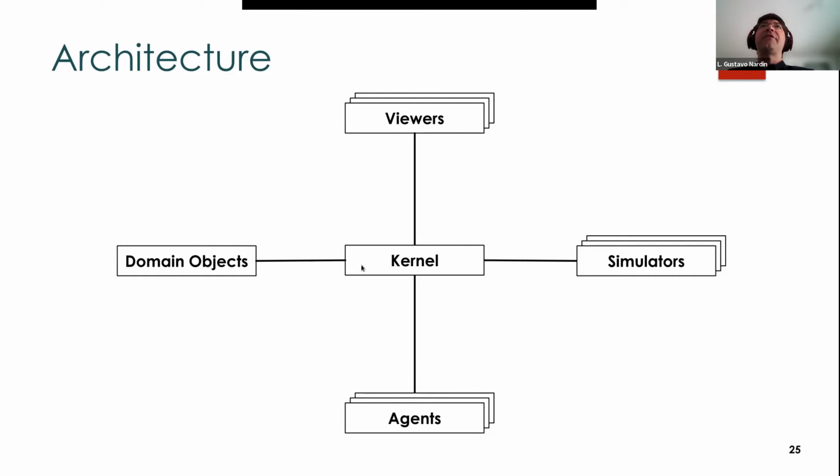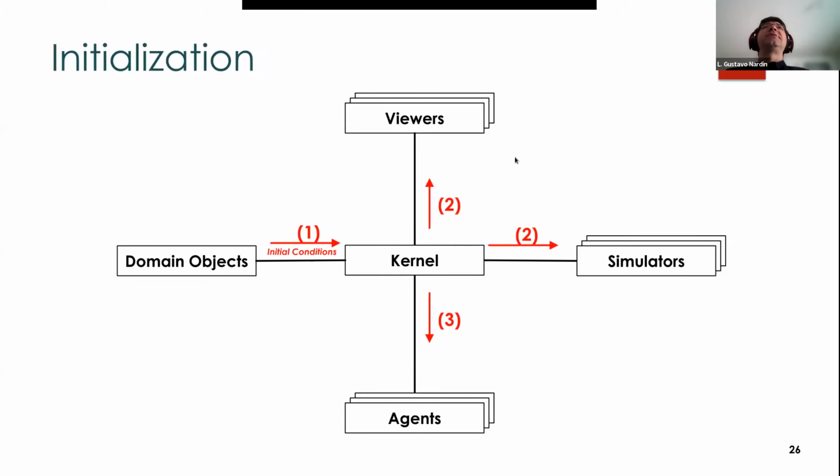As I said, you have a kernel that connects all the other components. The domain object you can think of as an environment. The simulator represents the simulator as I discussed, and the viewer is the graphical interface that shows the results of the domain object. Okay, and the agents are the ones that listen to what is in the environment, perceive what is in the environment, and issue some commands that will be performed by the simulator.